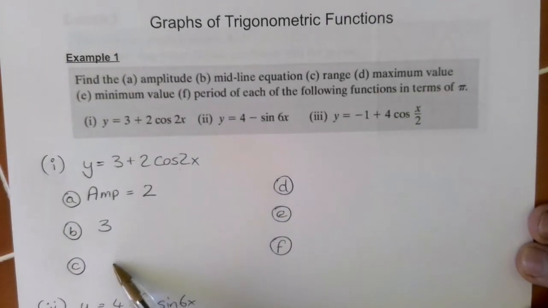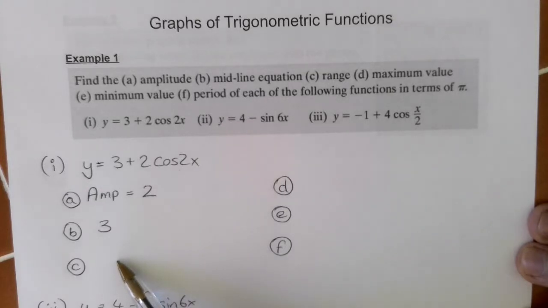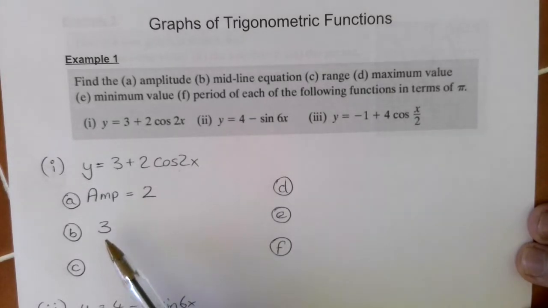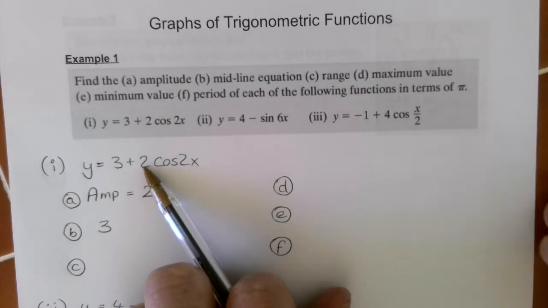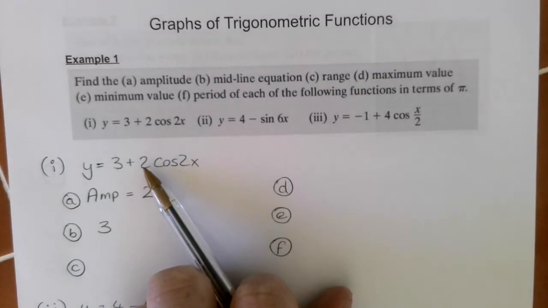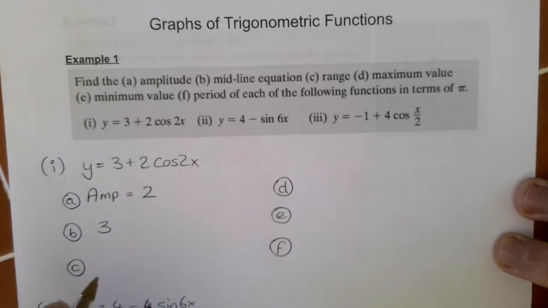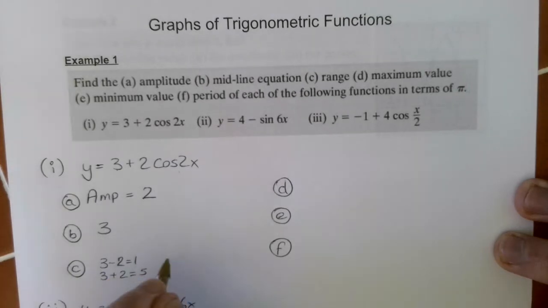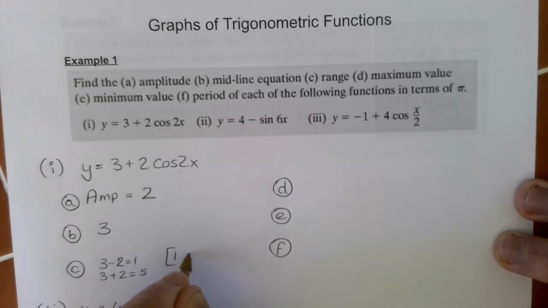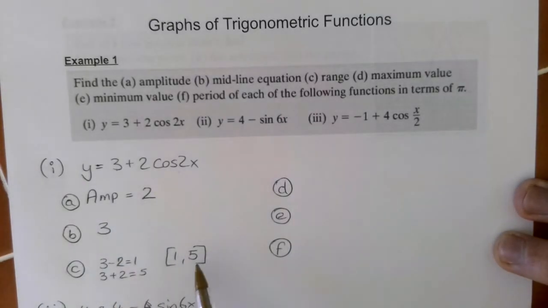Part C then is for the range. So the range means the highest value and the lowest value. Now if the midline equation is 3, it's going up and down by 2 each way. So the lowest value is going to be 3 minus 2, which is equal to 1. The highest value is going to be 3 plus 2, which is equal to 5. So that means the range is between 1 and 5. And what we always do for these ones here is use close brackets for them.